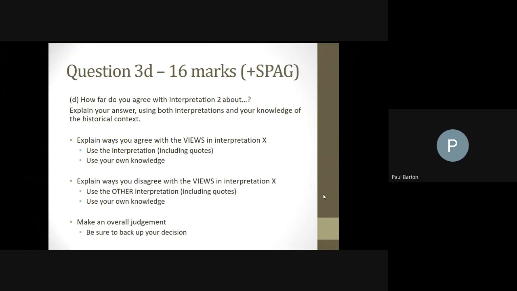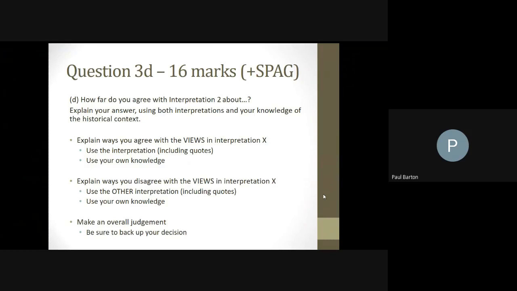Try and look at the specifics. What examples are mentioned in the interpretation? What things does it hint at? What can you link your knowledge to? Try and connect those two things together. You've got to make sure you use both your knowledge and the interpretation as well. And that's the real difference between this question and, for example, the one in medicine or in Richard and John.